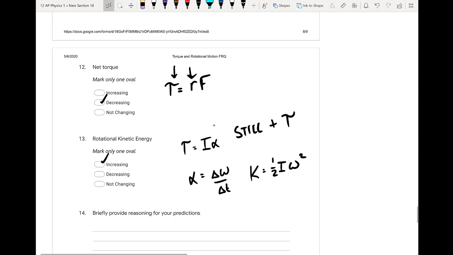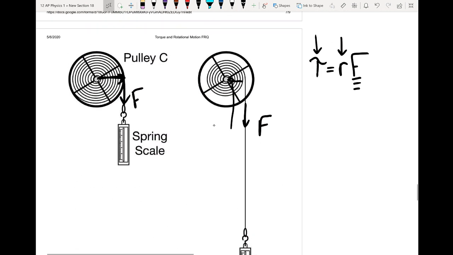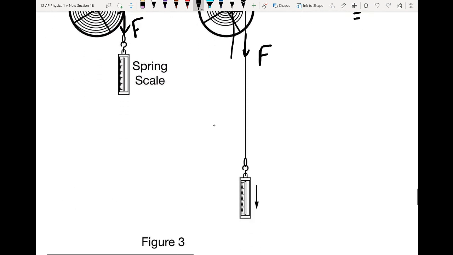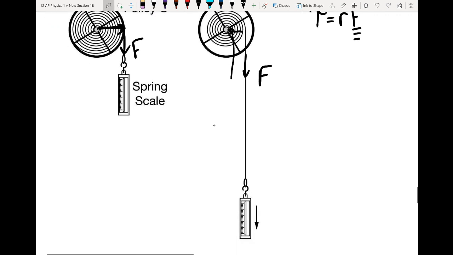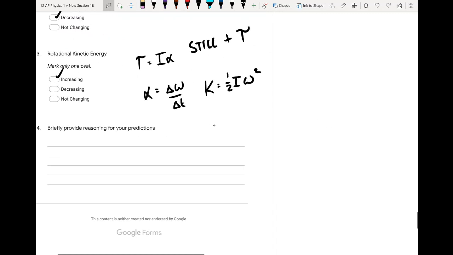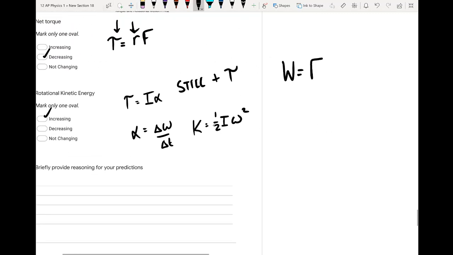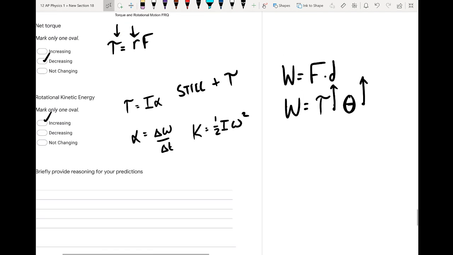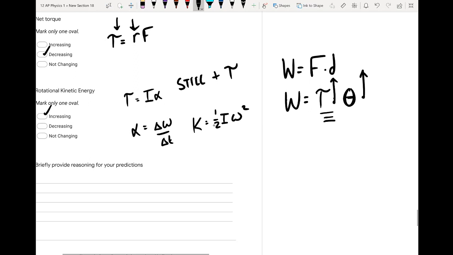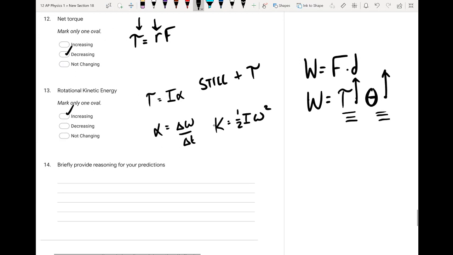And then we're looking at rotational kinetic energy. Even though torque is decreasing, it's still acting positively on our system. It's still adding energy to our system. It's still doing work on our system. Work is traditionally force times displacement. In this case, we can call it torque times angular displacement. The angular displacement is always in the same direction, and the torque is always positive. The torque is not changing signs. So the torque is always acting in the same direction, and we also have this angular displacement in the same direction.